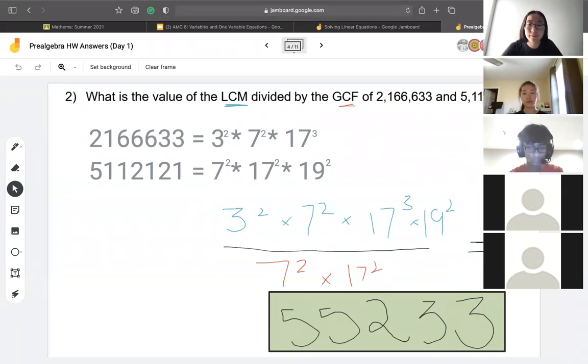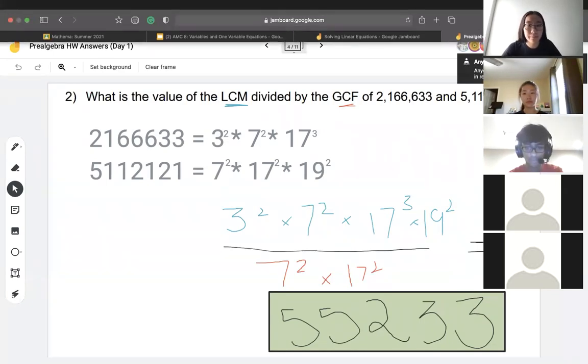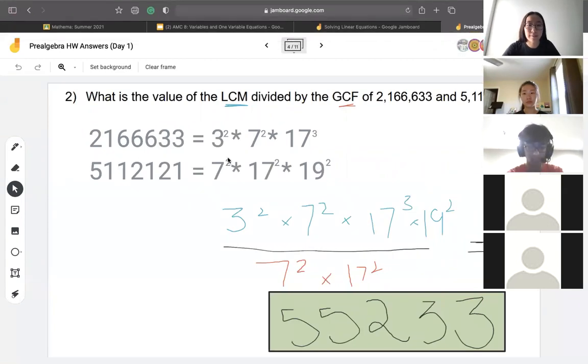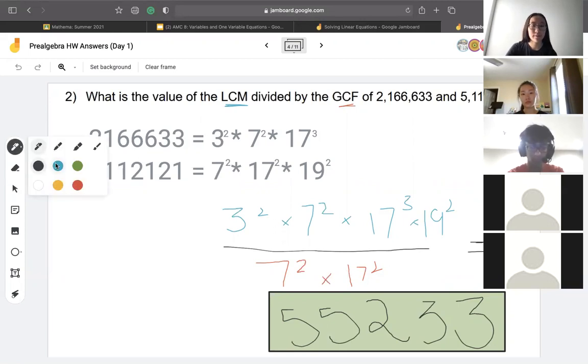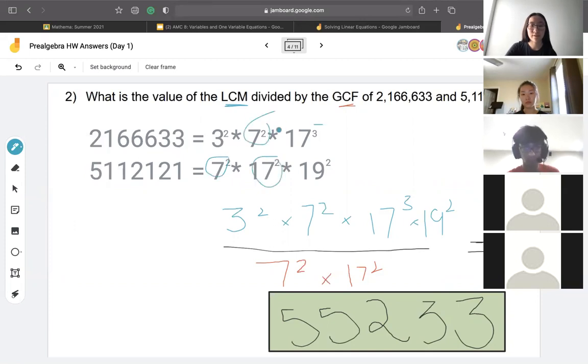So like we were going on about in class yesterday, the first step here is to find the prime factorizations of both numbers. And then we have to find LCM divided by GCF. So GCF are the terms that are in common between both of them. So let's see here. Both of them have 7 squared, and then both of them have 17 squared.